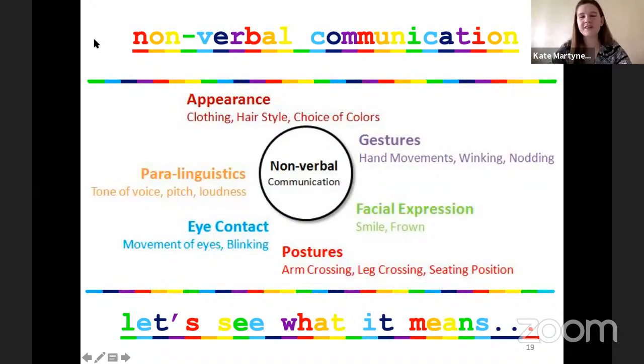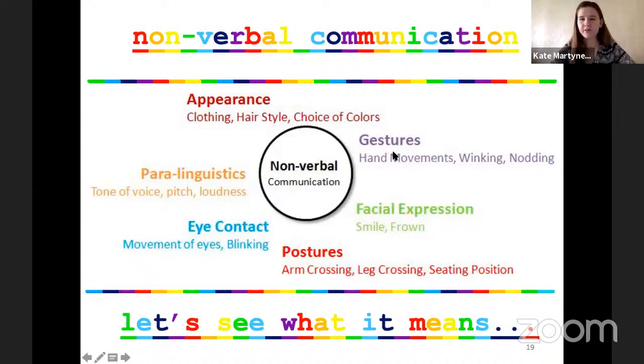Okay, so nonverbal communication. You saw a lot of examples. Let's talk about each. The main nonverbal communication types are gestures, this is what we talked about, facial expressions, this is what Andrew wrote. Good. Then postures, eye contact, paralinguistics, and appearance.